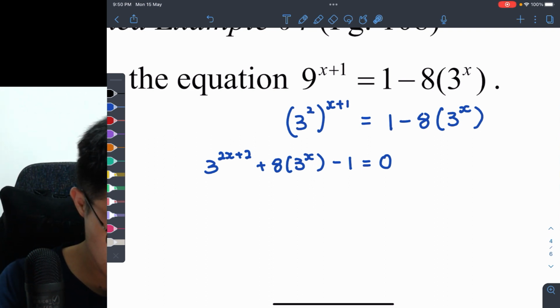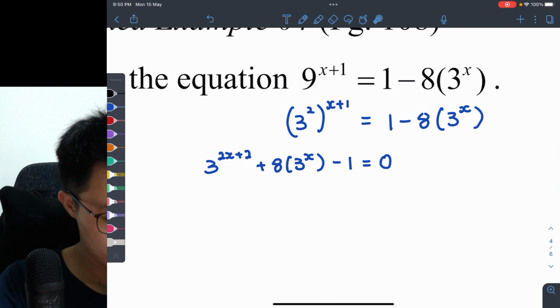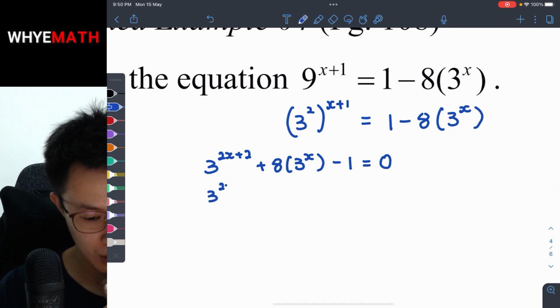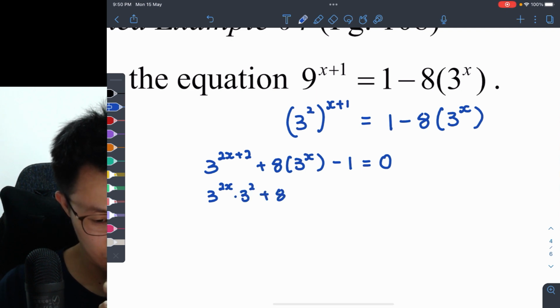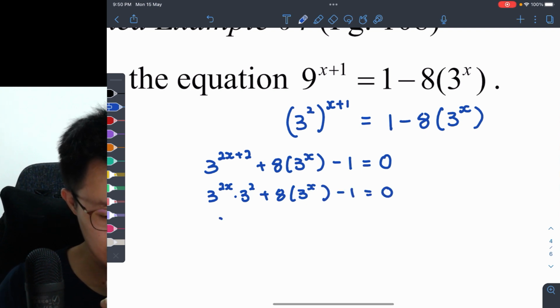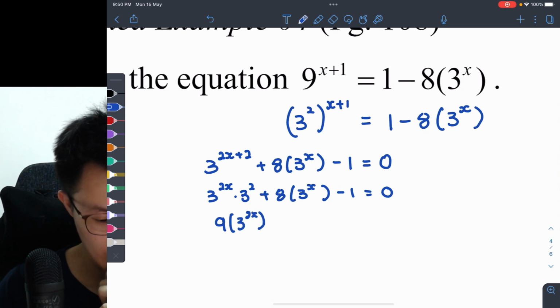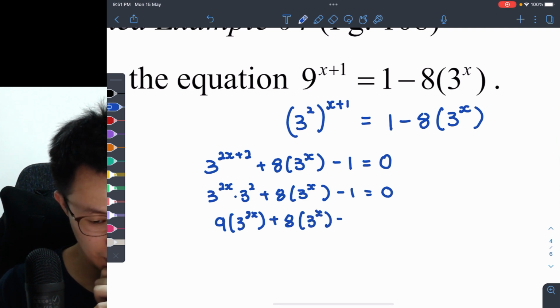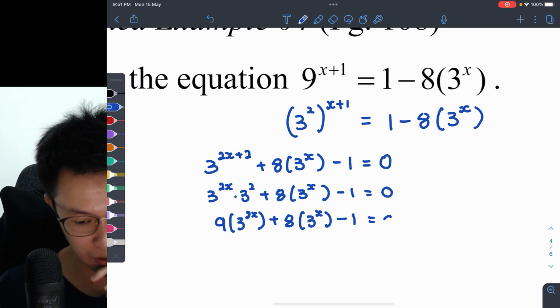So you can't factor out 3 to the power x from 1. So what we're going to do is introduce something very interesting here. I can actually split this. So this is 3 to the power of 2x times 3 to the power of 2, plus 8 times 3 to the power of x, minus 1 equals 0. Then I can write it as 9 times 3 to the power of 2x plus 8 times 3 to the power of x minus 1 equals 0.